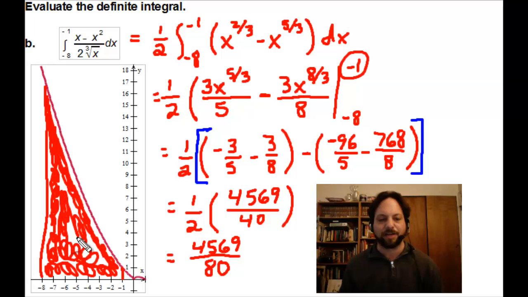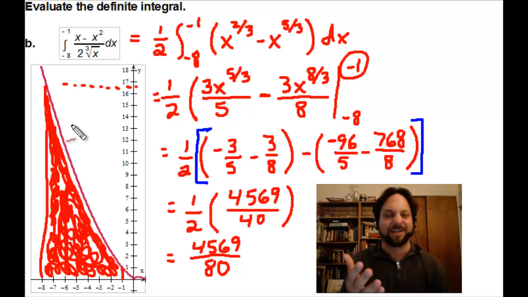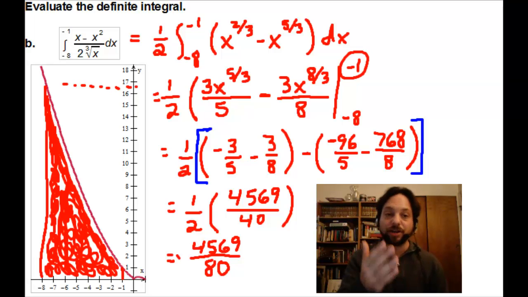We're going all the way back to -8, and this thing is flying all the way up to, I don't know what this is, maybe +16 or 17 or something along those lines. So if it were a rectangle, it would have a base of about 7, and a height of whatever this goes up to. But of course, we're only looking at a little less than half of that rectangle, 4,569/80ths. So there you go.